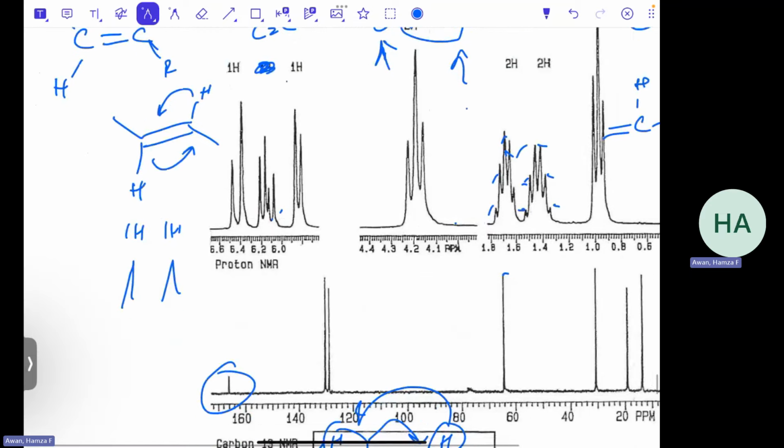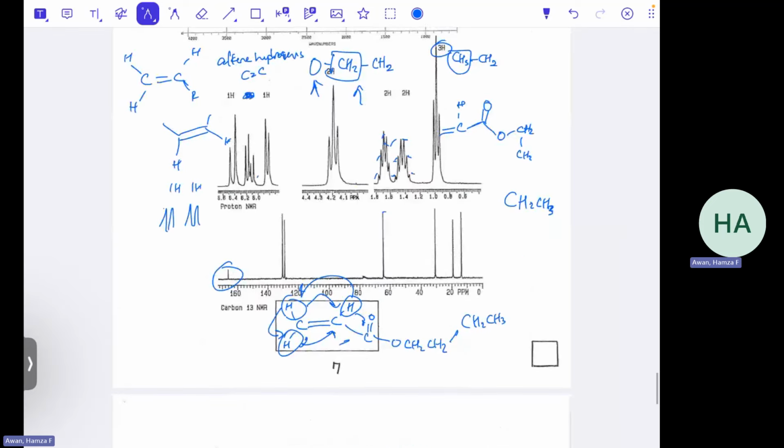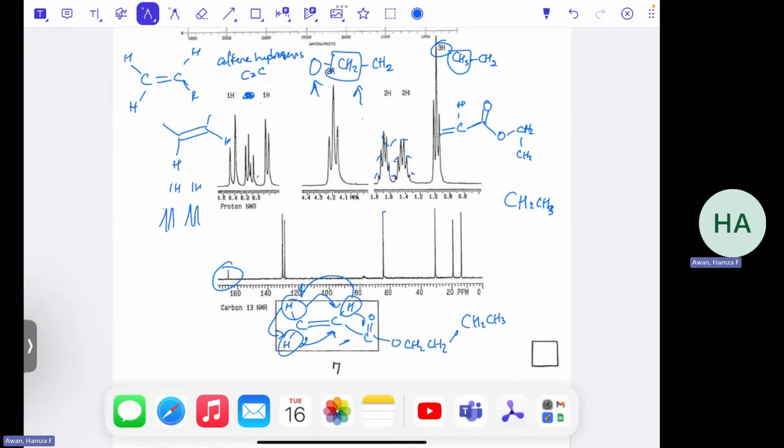Or if we had them on the same side, say if these were hydrogens, then we would have a 2 plus 1 peak. So both of the hydrogens would have 2 plus 1 peaks. Does that make sense? Or 1 plus 1 peak, so doublet. Yeah. Okay, no worries. All right.